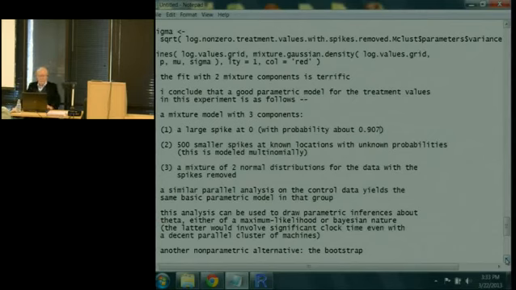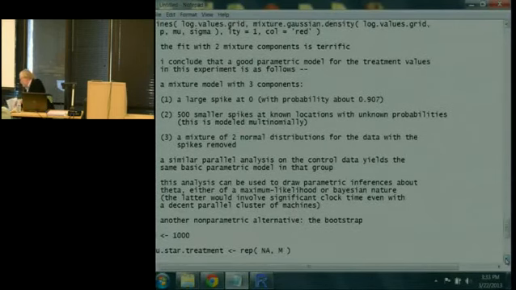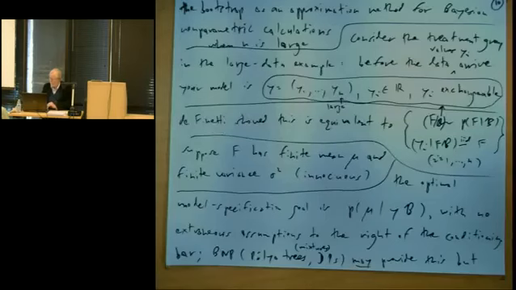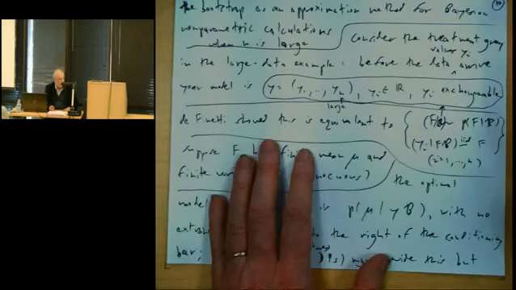But there is another non-parametric alternative, namely the bootstrap. And I want to talk about the bootstrap a little bit before I run the code. So I have some pages over here that talk about the bootstrap. I have increasingly, as part of this work, come around to the view that the bootstrap is a valuable approximation method for Bayesian non-parametric calculations when the sample size is large.